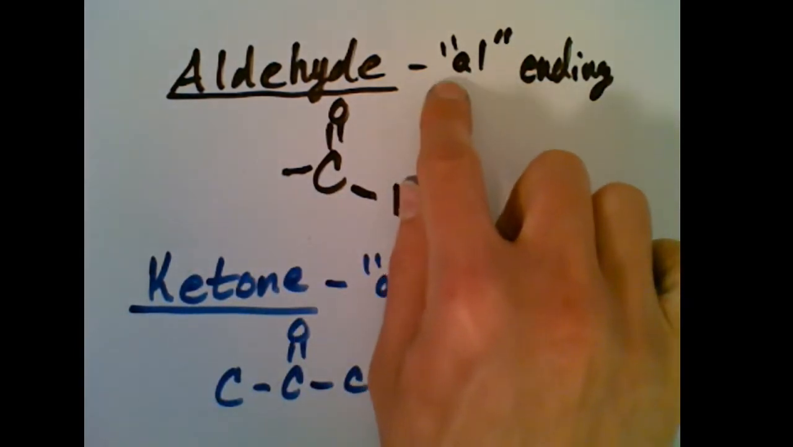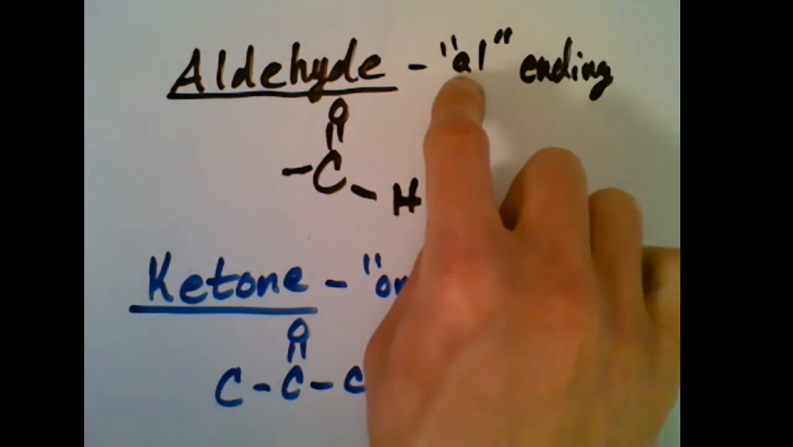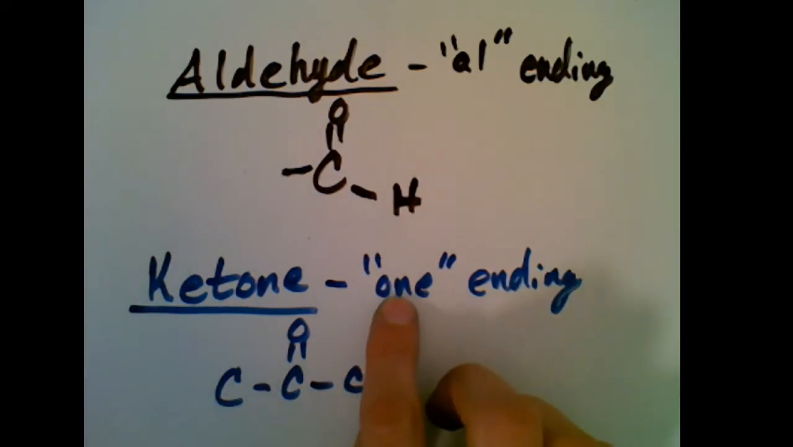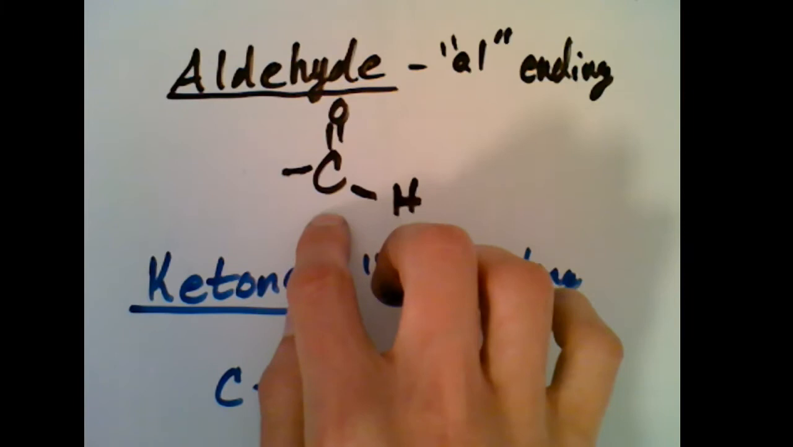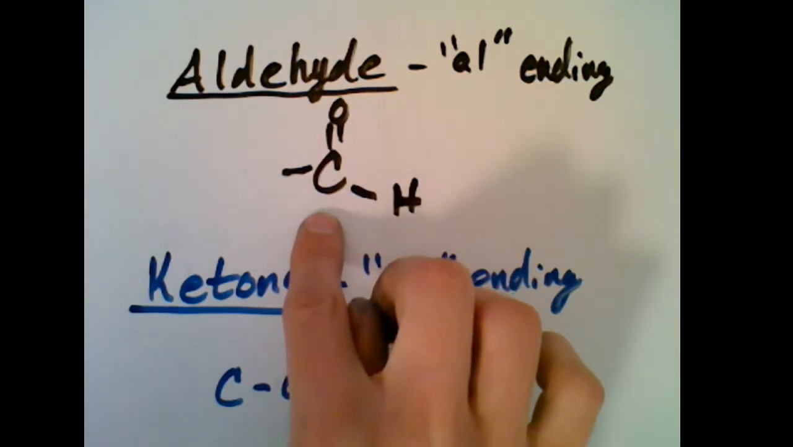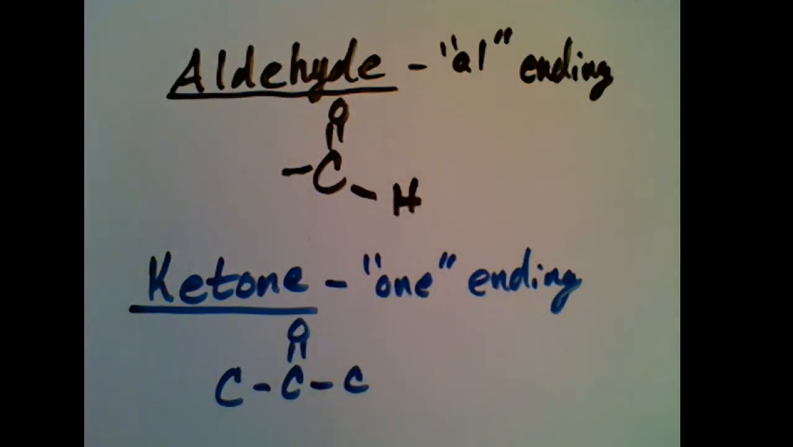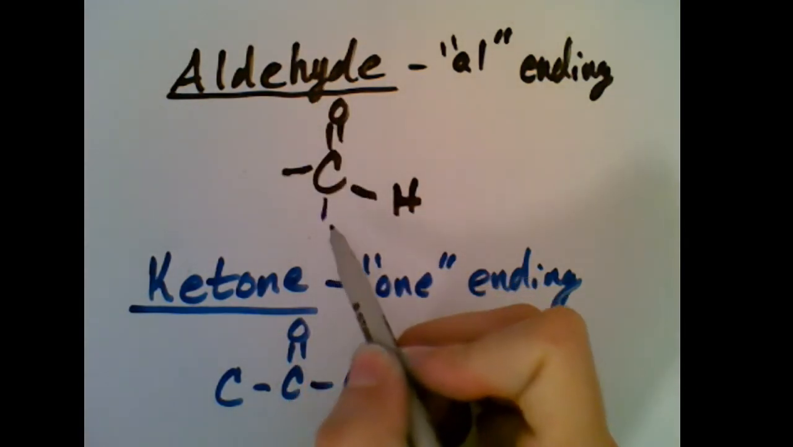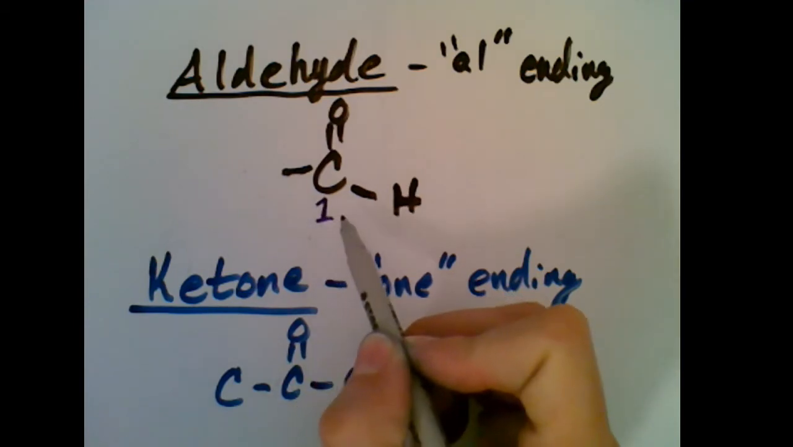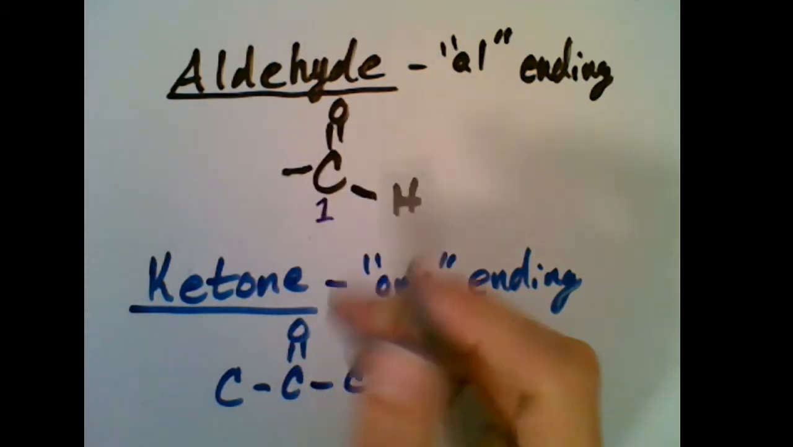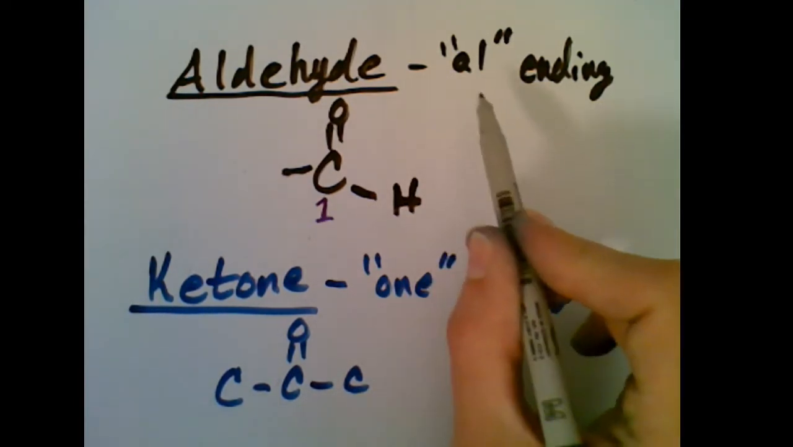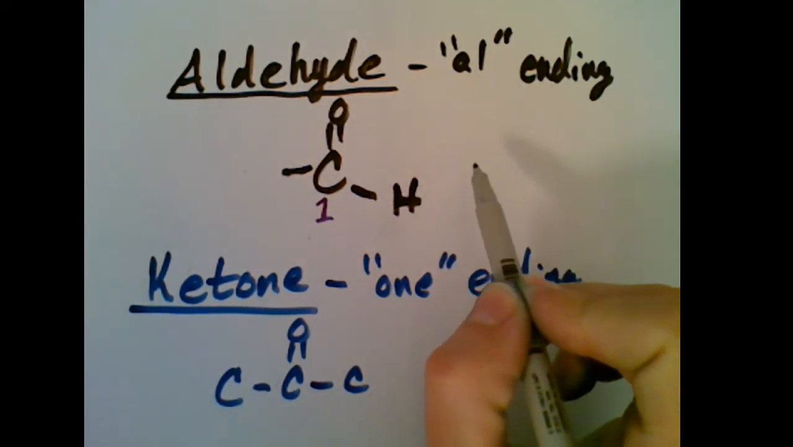So what's going to change for us is the ending. We're going to use an AL ending when it comes to an aldehyde, whereas we used an ONE ending when it came to a ketone. The other thing is because aldehydes are at the end of a chain, they're actually also the highest priority molecule that we have seen so far, and so they get the number 1. And because they're at the end of the chain, they always get the number 1, which means we do not need to number an aldehyde.